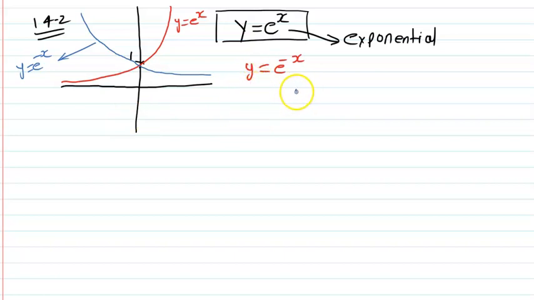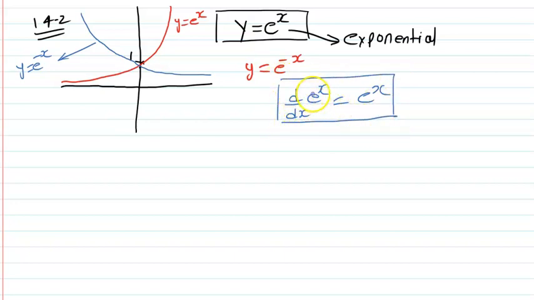Now, differentiation of e to the power x with respect to x. It is written d over dx of e to the power x. It means the differentiation of e to the power x with respect to x is always e to the power x. This you are going to learn in year 13. So the gradient of e to the power x is e to the power x.